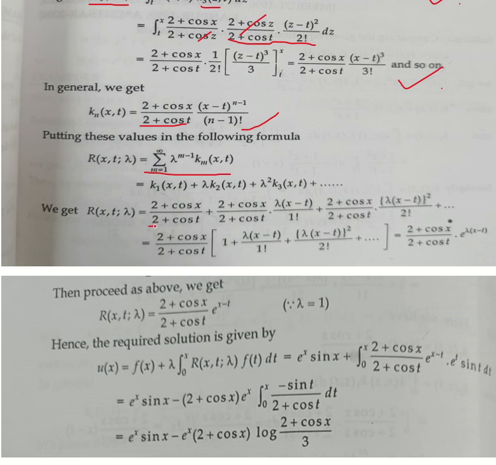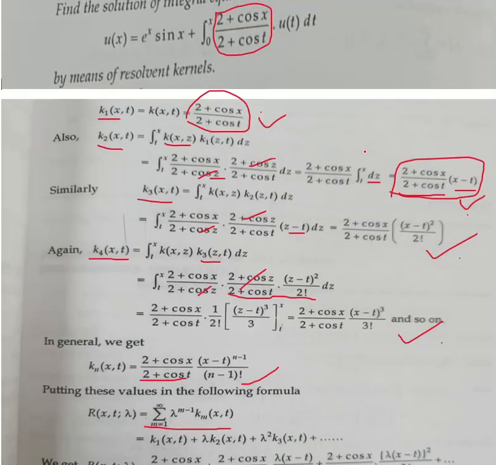So I have substituted all these values, and I have shown the working in the above steps, how I got the iterative kernel values. So I have taken 2 plus cos x, 2 plus cos x, 2 plus cos x common. What I am left with is 1 plus lambda x minus t plus lambda x minus t the whole square divided by 2 factorial. This is nothing but the exponential expansion for e power lambda into x minus t, which I have written here. So this is my resolvent kernel answer. Using this resolvent kernel, I am going to find the required solution. My required solution will be u of x is equal to f of x plus lambda integral of resolvent kernel into f of t dt.